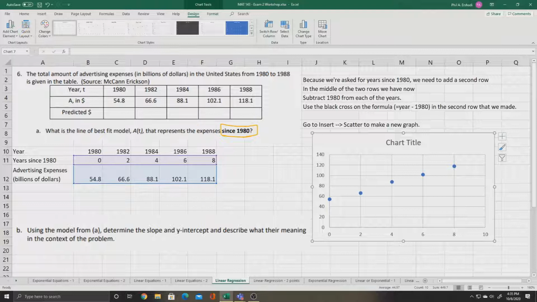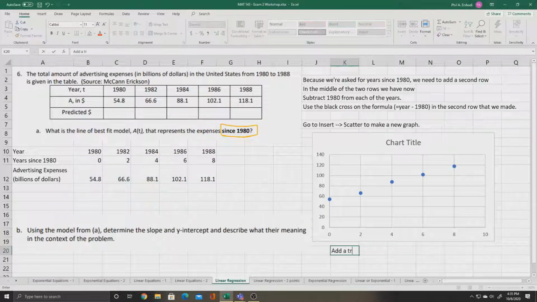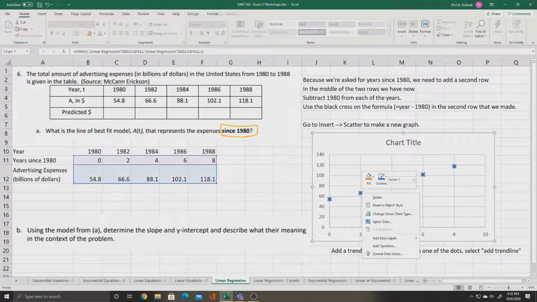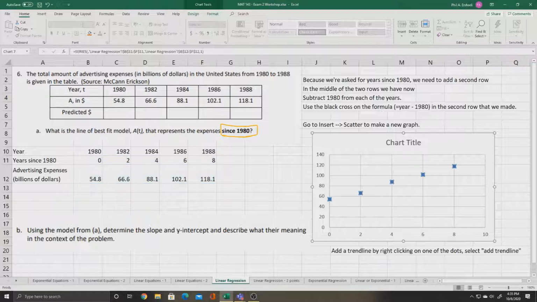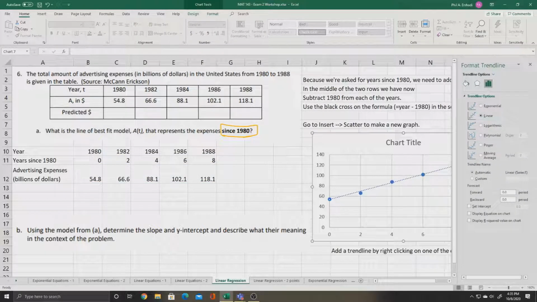And to find the line of best fit, we need to add a trend line. To add that trend line, we are going to right-click on one of the dots and select Add Trend Line. Linear is what we're after here, and we will tell it to display the equation. And it never hurts to display the r squared along with it, just in case they ask for it. They don't often ask for it in Math 143, but we'll go ahead and put it on there anyway, just for the sake of tradition.